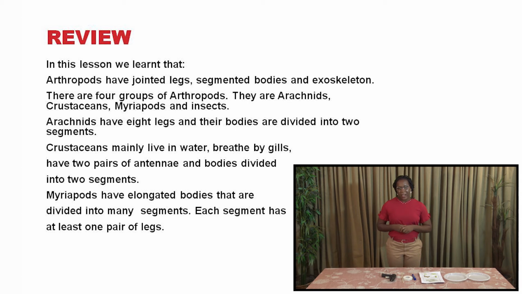There are 4 groups of arthropods. They are arachnids, crustaceans, myriapods, and insects. Arachnids have 8 legs, and their bodies are divided into 2 segments. Crustaceans mainly live in water, breathe by gills, have 2 pairs of antennae, and bodies divided into 2 segments. And myriapods have elongated bodies that are divided into many segments. Each segment has at least 1 pair of legs.